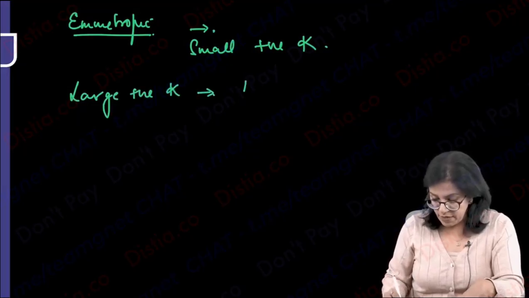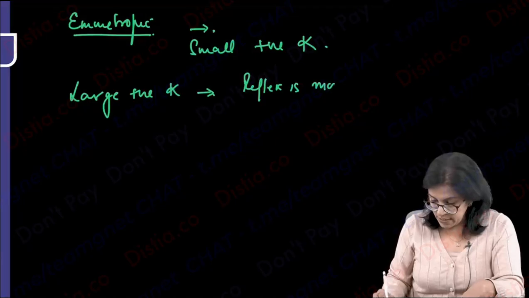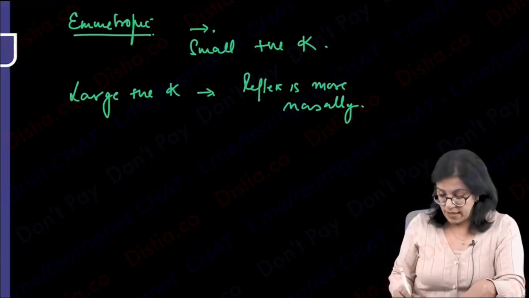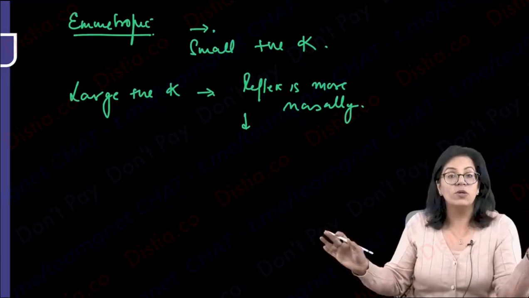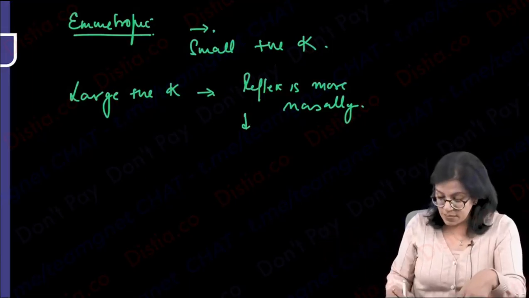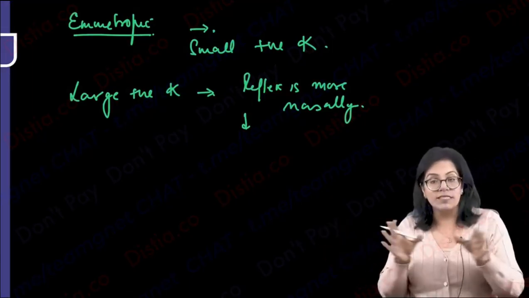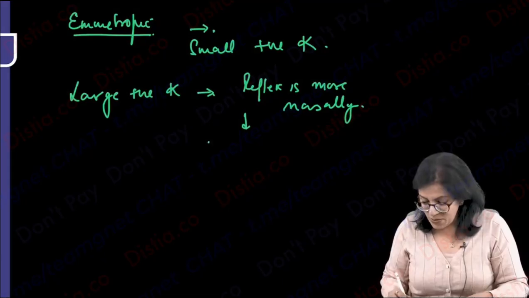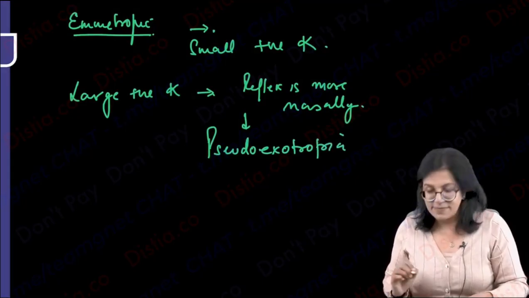The reflex is more nasally. And if the reflex falls more nasally, it indicates larger angle kappa. It looks as if the eye is out, though it is not. And this is what eye out means, exotropia, but it is not. So it's a pseudo exotropia. So we will call it pseudo exotropia.